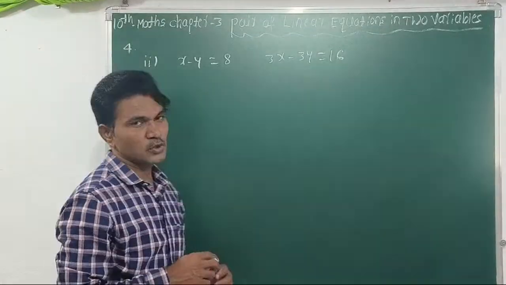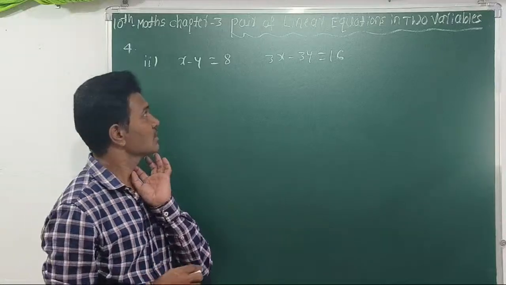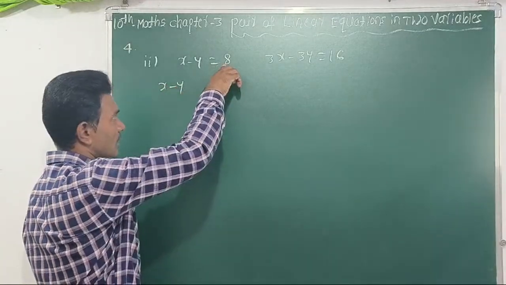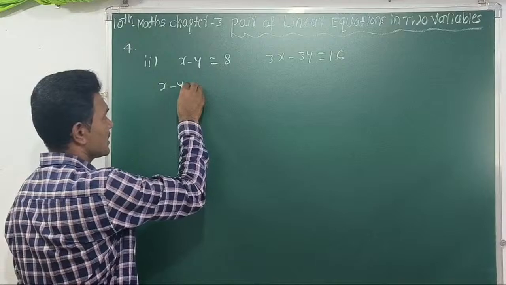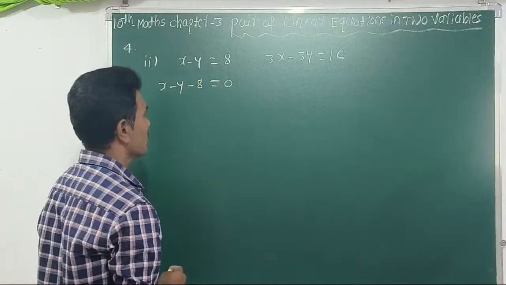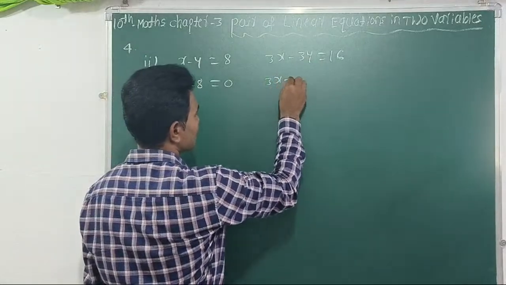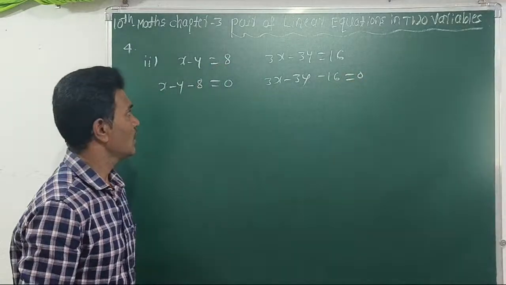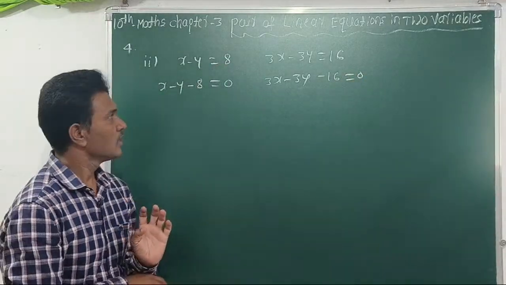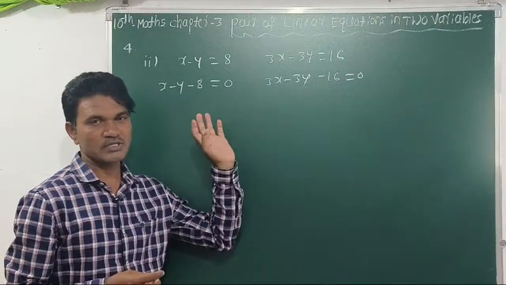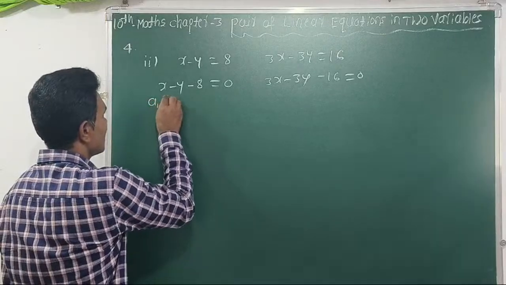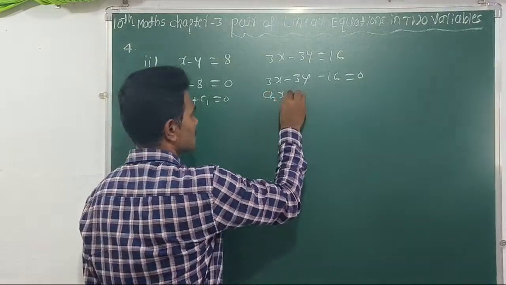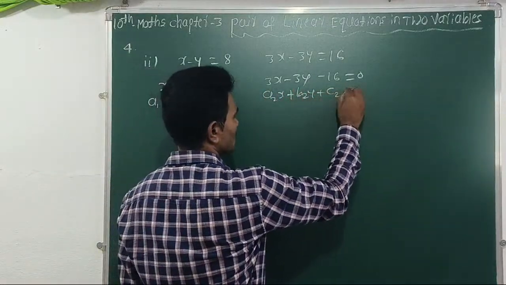First I will compare these two equations with the standard form of linear equation. I will write this in standard form. x minus y, I will take plus 8 to the LHS, that becomes minus 8, and RHS becomes 0. 3x minus 3y plus 16 becomes minus 16. I have written these two equations in the standard form. Later we have to compare these two equations with the standard form, that is a1x plus b1y plus c1 is equal to 0, a2x plus b2y plus c2 is equal to 0.